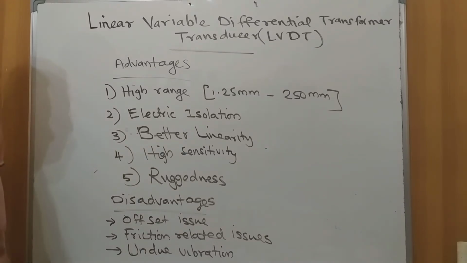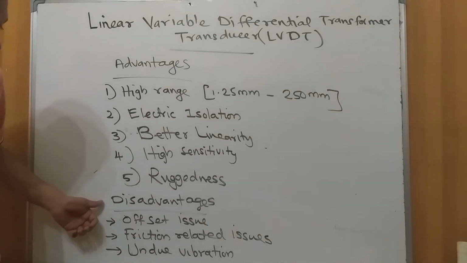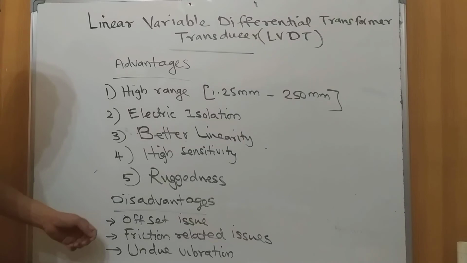Then the ruggedness. It has a rugged construction, so it will stay for long, with durability and so on. If you look at the disadvantages, one of the most important points is the offset issue. It has to be corrected. As we have mentioned earlier, we need to employ some additional circuitry for correcting this offset, and the offset may not be fixed, so we need to have some adaptive system that can correct the offset issues.